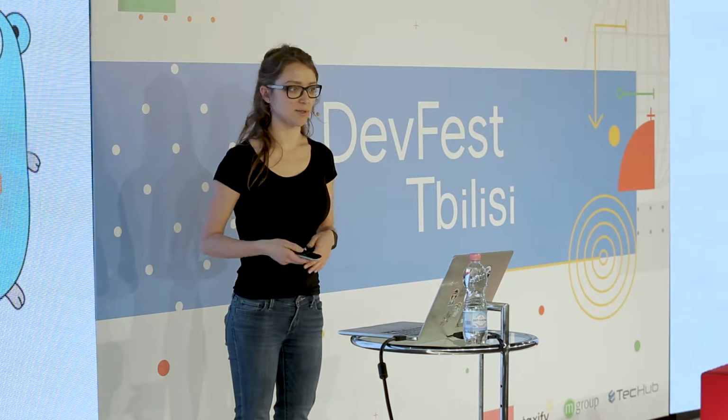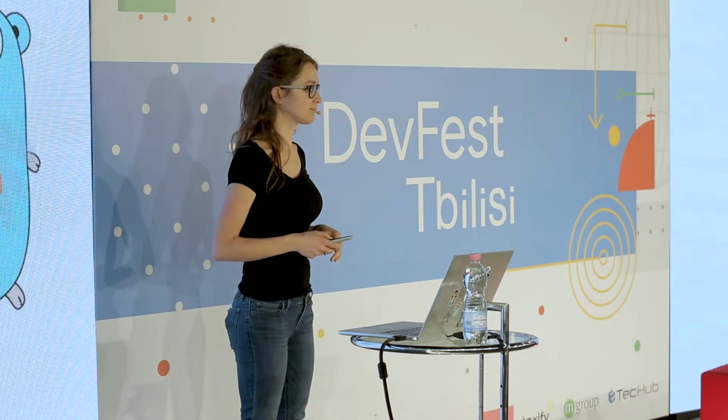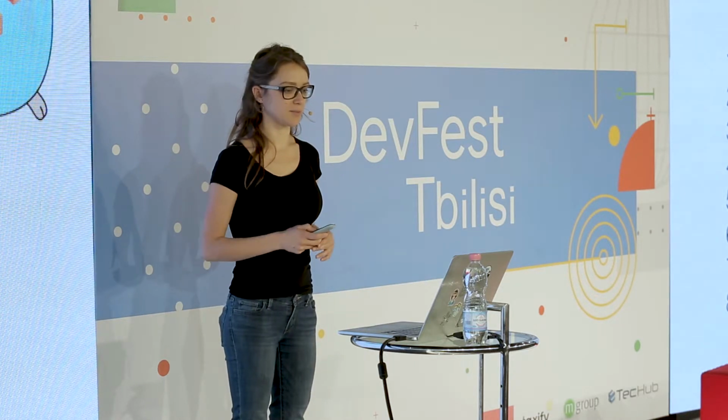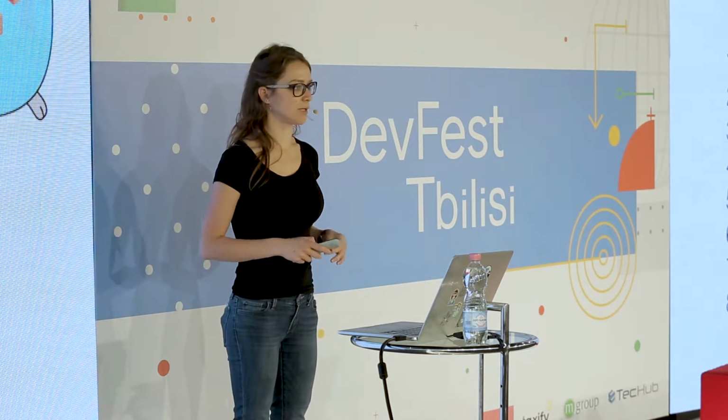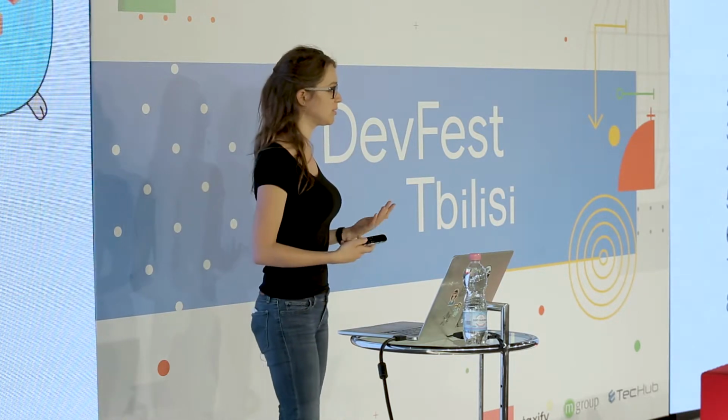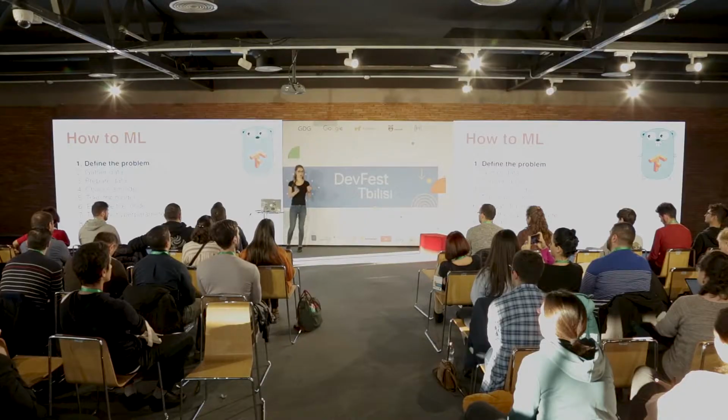Let's talk about the steps of how to machine learn. Step one, we're going to define the problem. What is exactly the problem? What do we want to solve? Do we want to translate a handwriting? Do we want to recognize a picture of somebody? Do we want to recognize if this is hot dog, not hot dog?